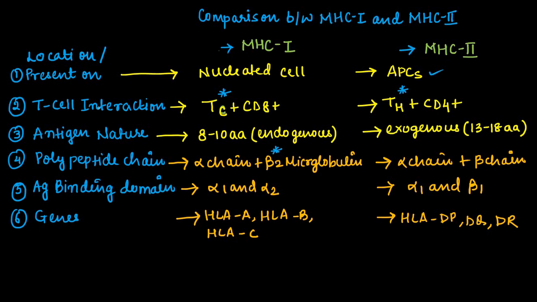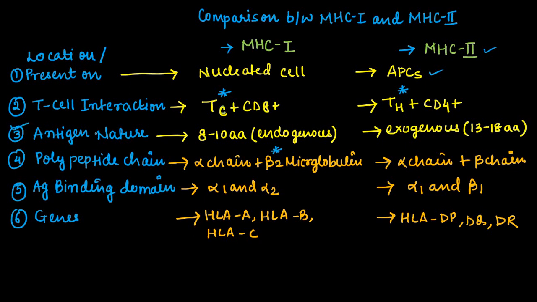If we are talking about the T cell interaction, class 1 MHC molecules are going to interact with TC cells, which are known as the cytotoxic T lymphocytes, and they have the CD8 plus co-receptor. If you are talking about the class 2 MHC molecules, they are going to interact with the T helper cell, which has the CD4 plus co-receptor.